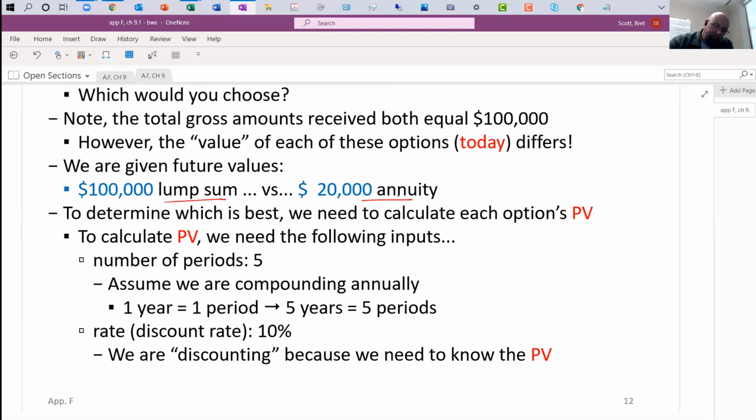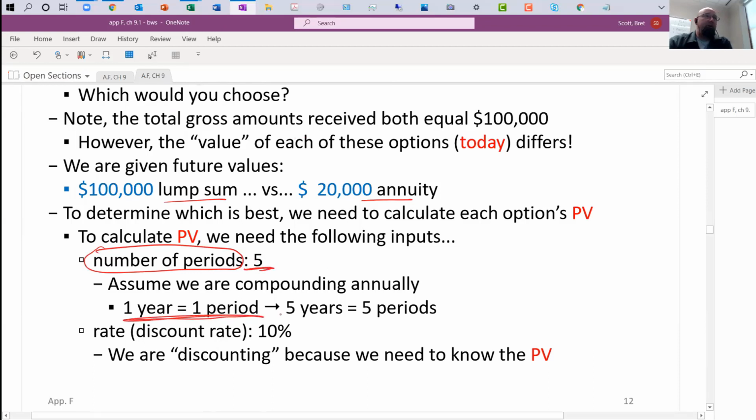We need to know 2 things. We need to know the number of periods. In this case, it's 5. It's essentially 1 payment per year, so we're going to say 1 payment per year times 5 years, so it's compounded annually. The very longest period is compounded annually. Sometimes you might see compounded quarterly or monthly. At the most, what you have to worry about in this class is compounded annually or compounded semi-annually. We'll look at both those. There's 5 years, so the number of periods is 5.